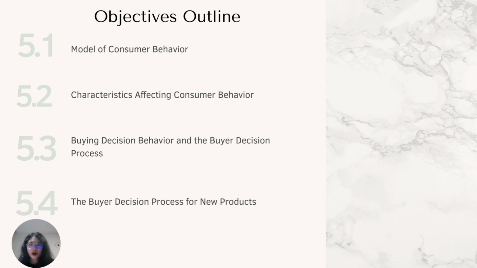The first one is models of consumer behavior. The second one is characteristics affecting consumer behavior. The third is buying decision behavior and the buyer decision process. The last one is the buyer decision process for new products.